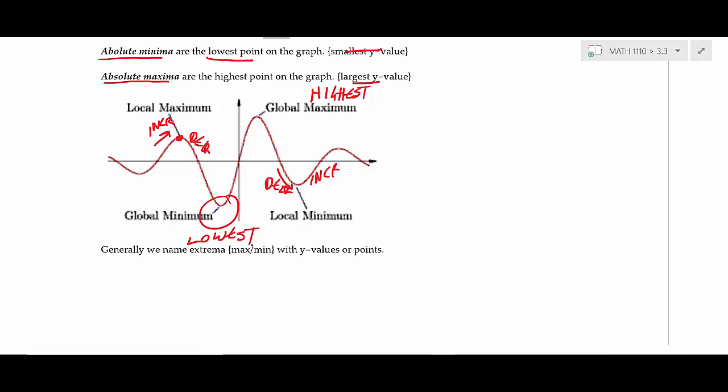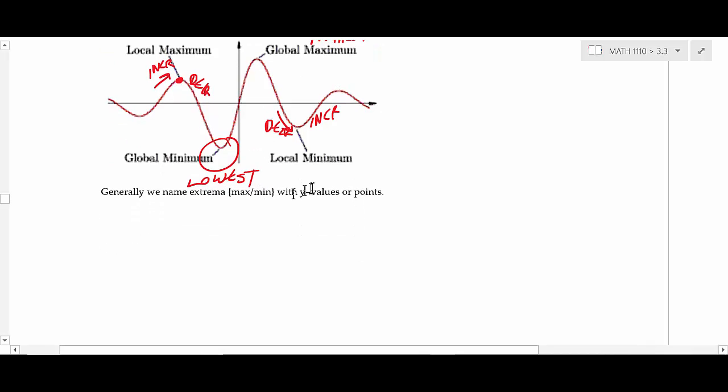And then when you have endpoints, they can never be relative, local max or min, but they can be absolute. So if you had a point that went like that, and there was an endpoint, then that could be an absolute max. So endpoints can be global, but they can't be relative. That's a little picky detail.